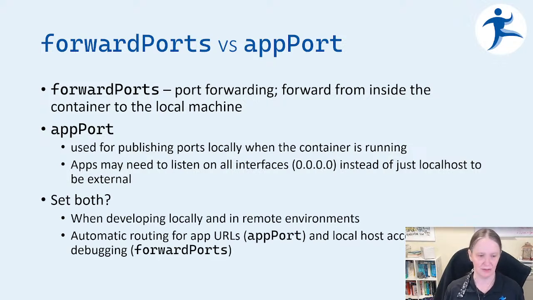And then set both. When developing locally and in remote environments, if you have to deal with both local development and remote environments, be it in a dev container or something like Codespaces, that's when you're going to probably need to set both. For most of my demos today, I'm using forward ports, and one I actually did refactor from app port to forward ports and it was working fine. So just be aware that typically you're going to lean on forward ports rather than app port. And the documentation for dev containers actually pushes you more toward forward ports as well.